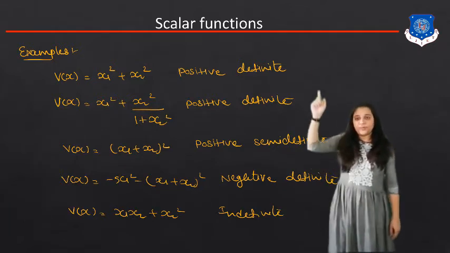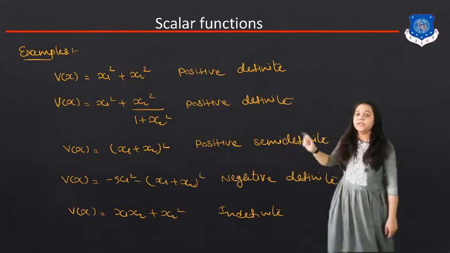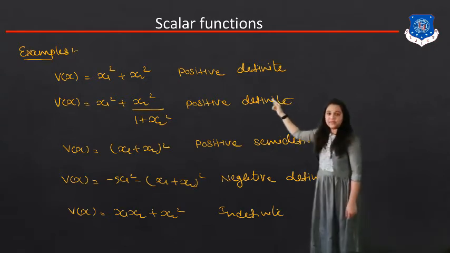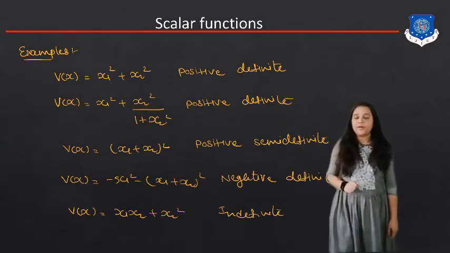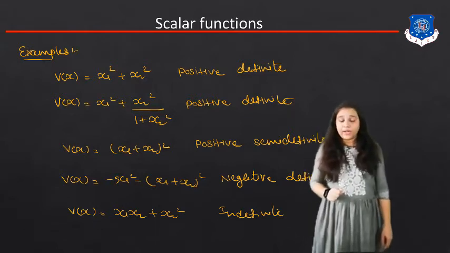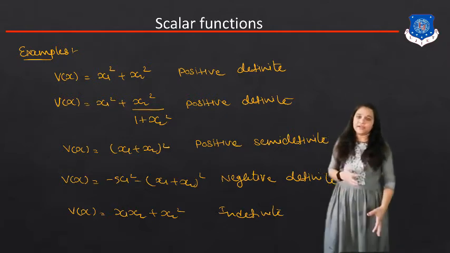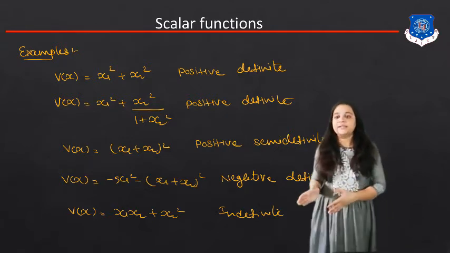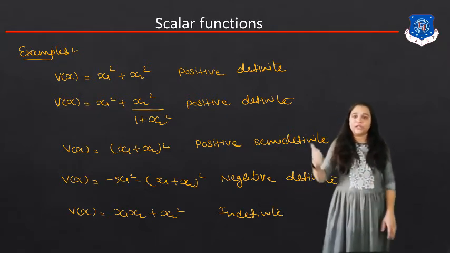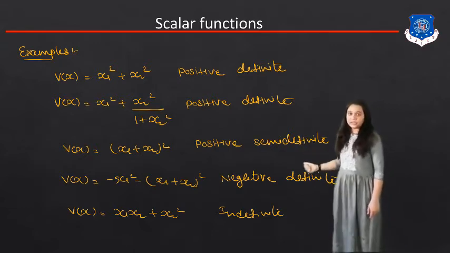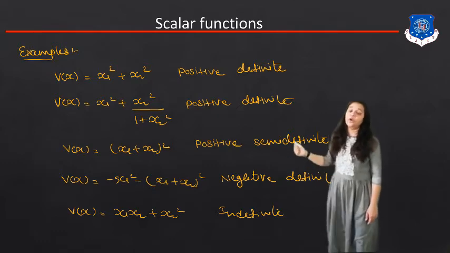So the answer is positive definite. Okay. Same for equation number 2, x1 square plus x2 square upon 1 plus x2 square. Again we have to put the values of x1 and x2 and check. If the answer is greater than or equal to 0, it is positive definite. Okay. Now in the third condition, (x1 plus x2) whole square.